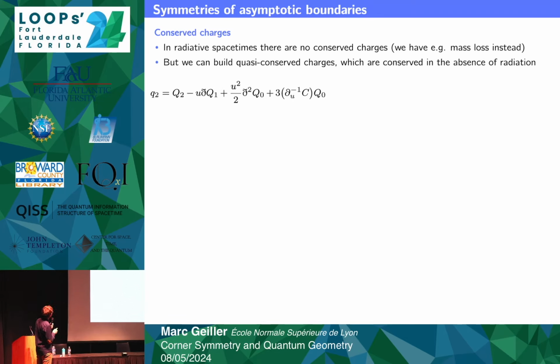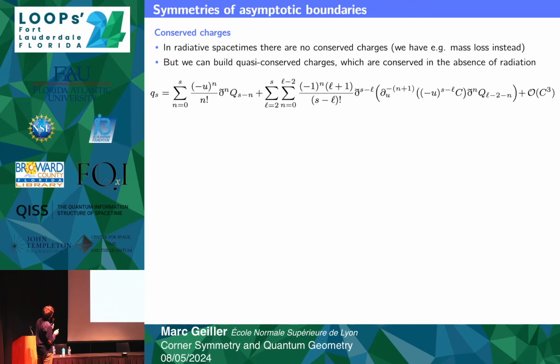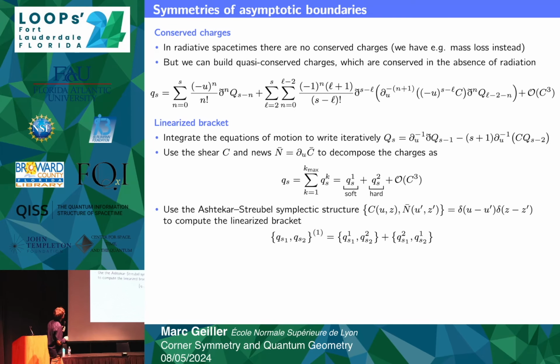You can do the same thing for this spin 2 charge, and you can work out a formula which tells you the conserved charge up to cubic order in the shear for any of these higher spin charges. Now, the very surprising and beautiful thing is what happens if you compute the linearized bracket of these charges. What I want to do now is to rewrite all these charges in terms of the news and the shear. I can do that by iteratively integrating these evolution equations.